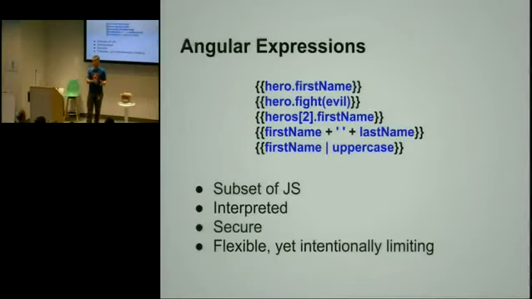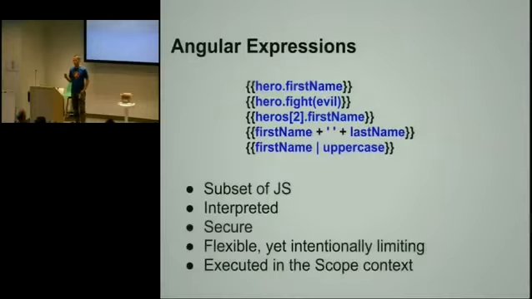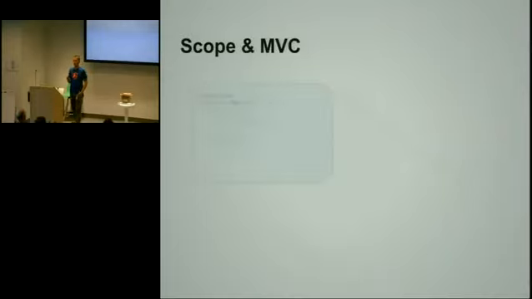If you put too much stuff into the view, then you need to have an end-to-end test or a test that will instantiate the template, compile it, and that makes tests slow. We want the test to be as fast as possible. So please put just simple expressions into the template. And as I mentioned, all of the expressions are executed in the scope, in the context of the scope object. So what is this magical scope object?